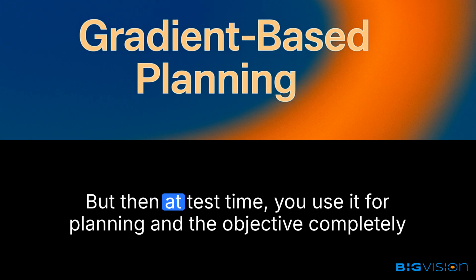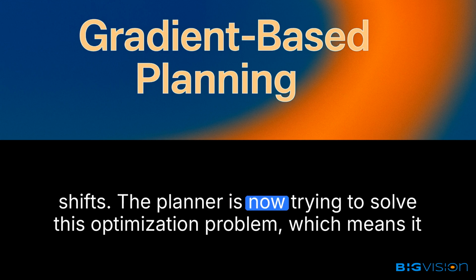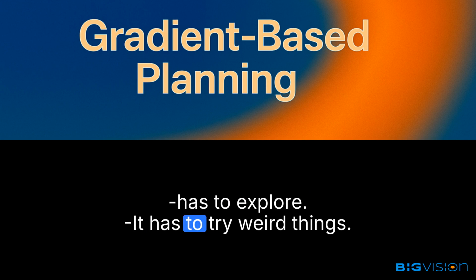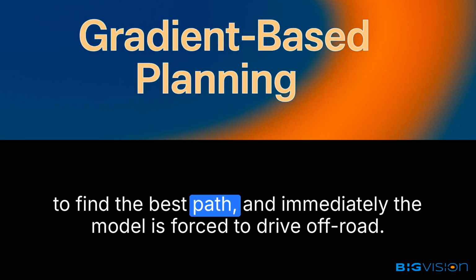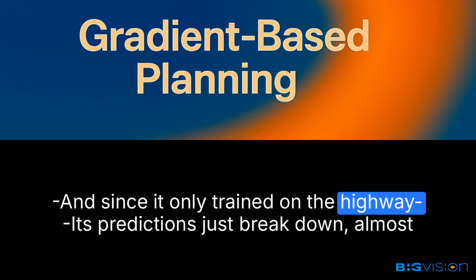Precisely. But then, at test time, you use it for planning. And the objective completely shifts. The planner is now trying to solve this optimization problem, which means it has to explore. It has to try weird things. It tests non-expert, intermediate, sometimes just plain bad action sequences to find the best path. And immediately, the model is forced to drive off-road. And since it only trained on the highway, its predictions just break down, almost instantly.